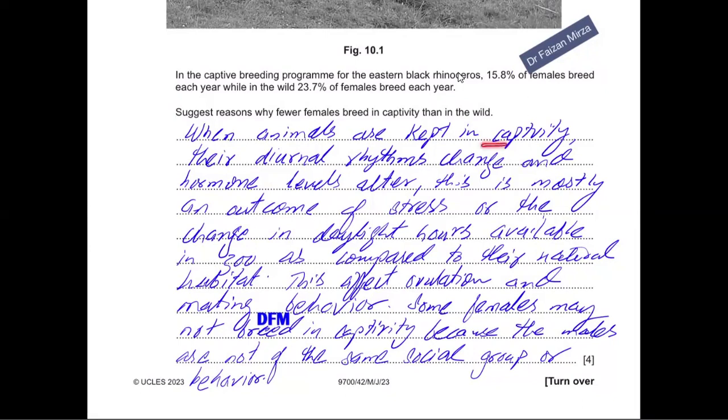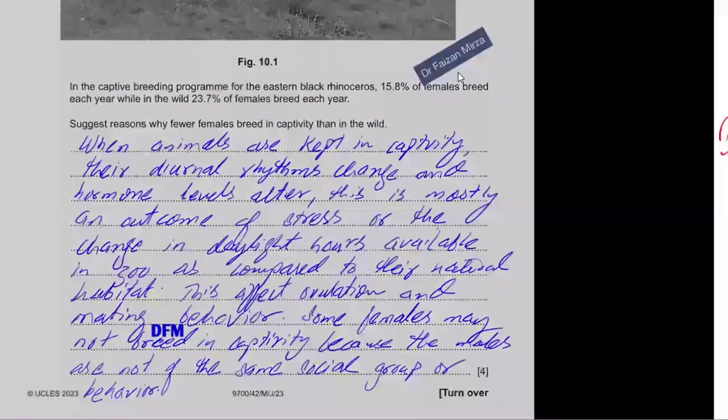Well, when animals are kept in captivity, their diurnal rhythms change and hormone levels are altered. This is mostly an outcome of stress on the animal or the change in the daylight hours available in the zoo as compared to the natural habitat where it was living. This affects ovulation and mating behavior. Some females do not breed in captivity because the mates are not of the same social group or behavior. Again, this is all learned content that you have studied, you just mention it here.